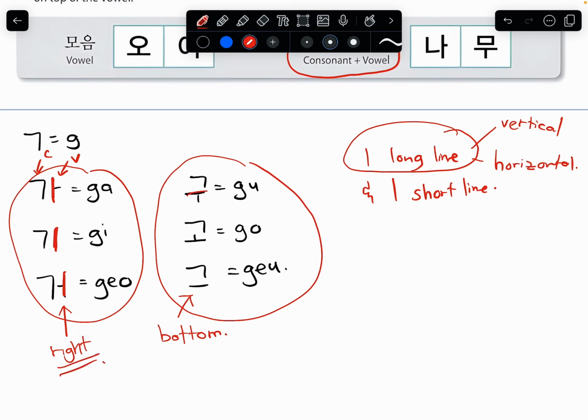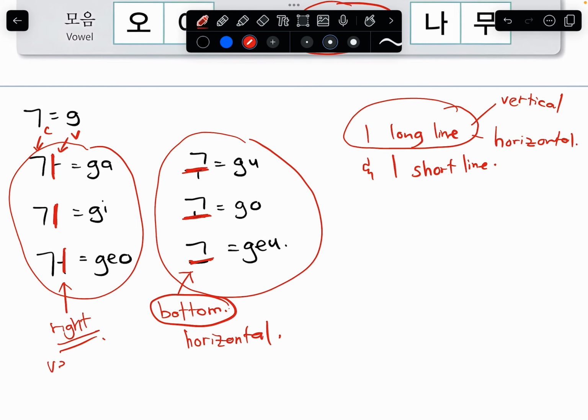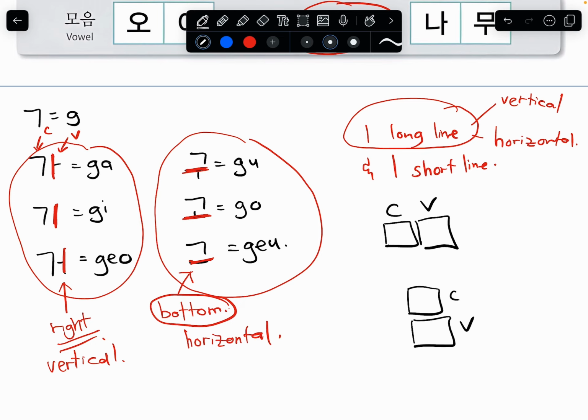And then this one is the long one. This one is the long one. This one is the long one. So if the long one is horizontal, it should be at the bottom. If it is vertical like this, it should be on the right side. This is the rule. So basically you will have two rules. One is like this, where this is consonant, this is vowel, and then one is like this, where this is consonant, this is vowel. So for example, I put G and A, ga.